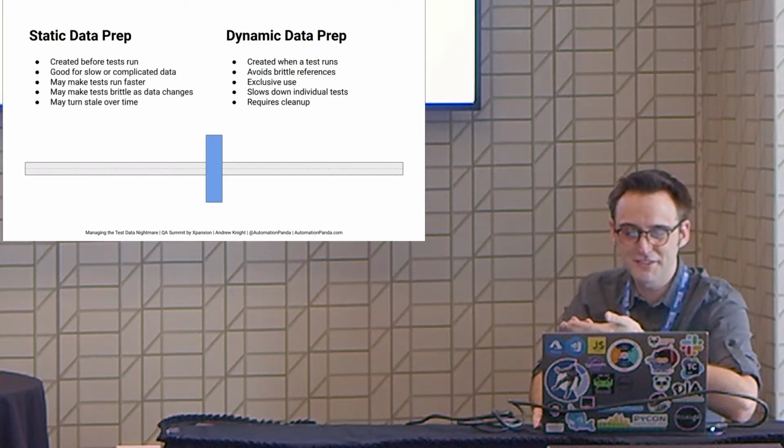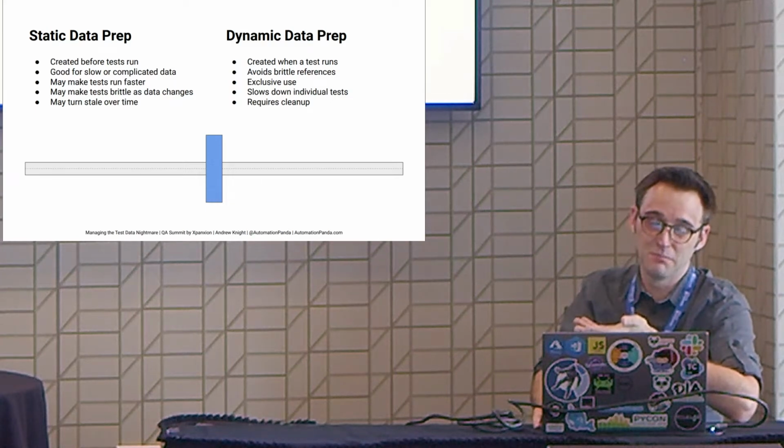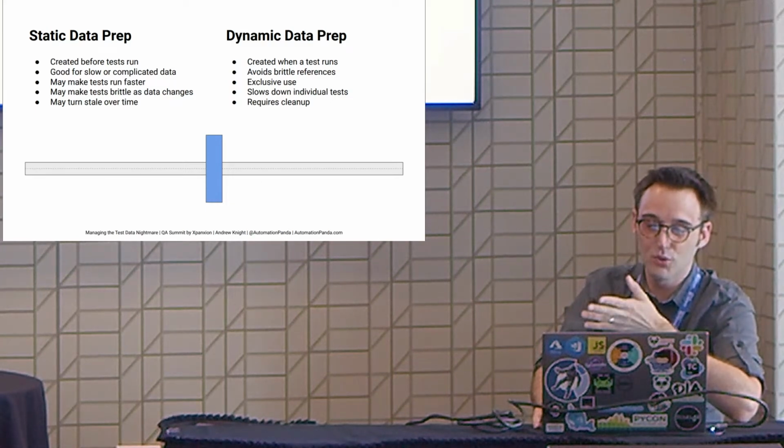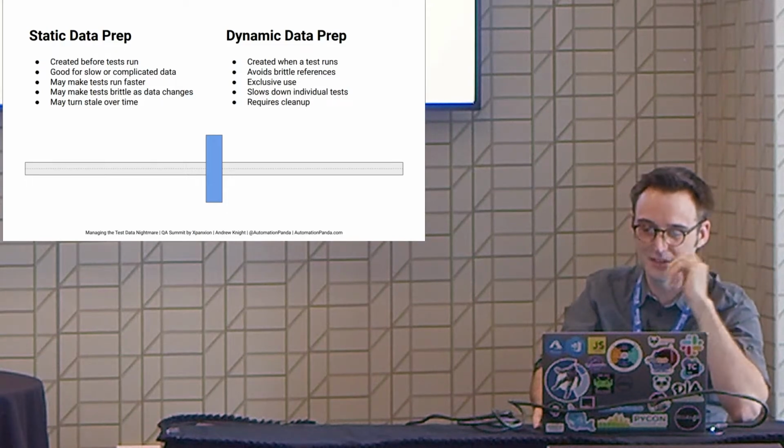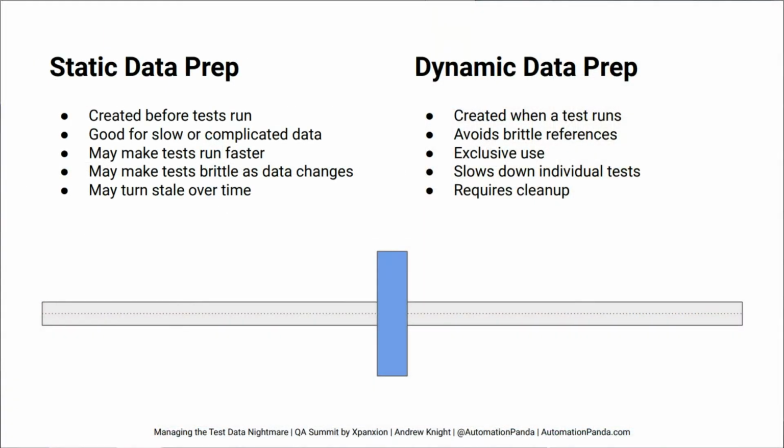Which strategy is best? Honestly, you're probably going to need both strategies. Data that is slow or considered immutable should probably use static data prep, while data that is quick and easy should use dynamic prep. So, in terms of dynamic data preparation, how do you do that? That's going to depend on your test case and on your product. So it's very, very specific to the context. But static data prep does have a few common strategies that we can look at together.